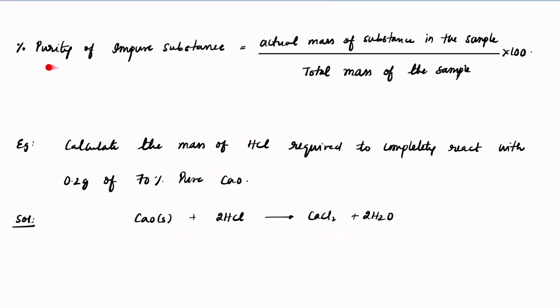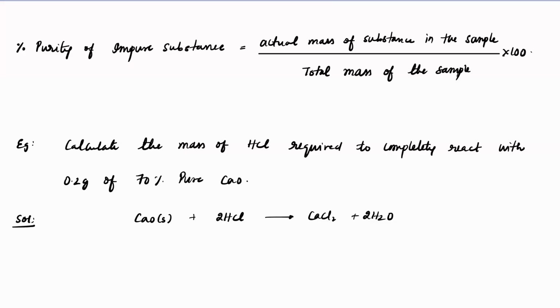Next term which we need to learn is percentage purity of impure substance. This is another problem that we usually get, that a lot of time the reactant we are taking will have some impurities in it. In case of impurities, the actual mass present in the sample is the pure form divided by the impure amount of the sample, or the total mass of the sample. That into 100 gives you the percentage purity in the impure substance.